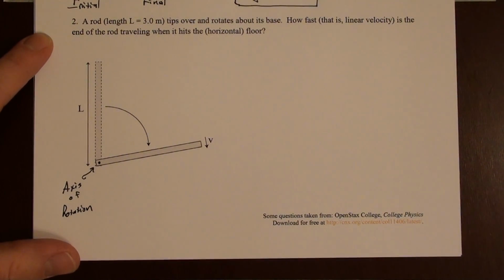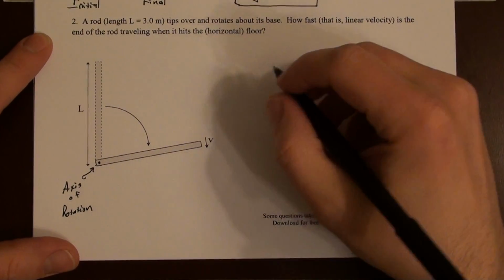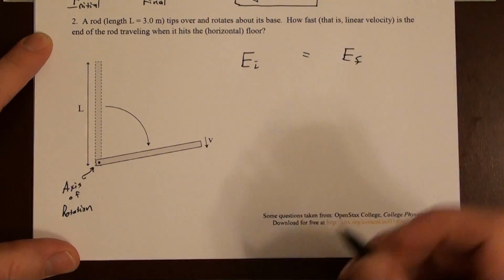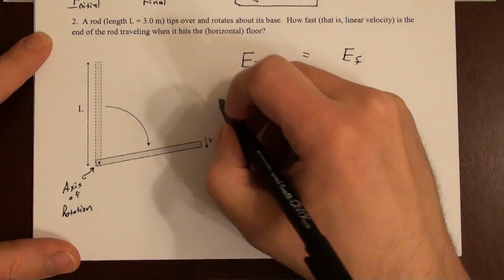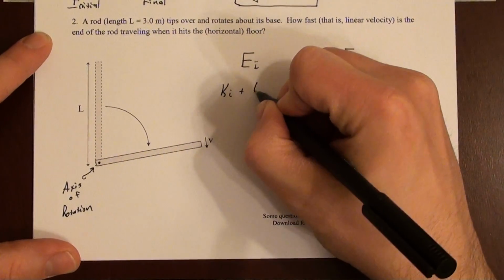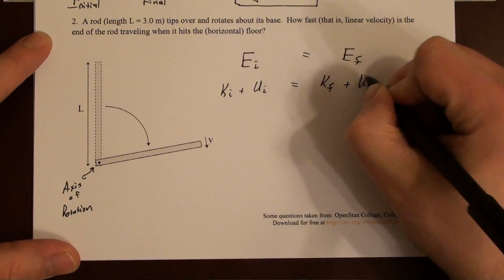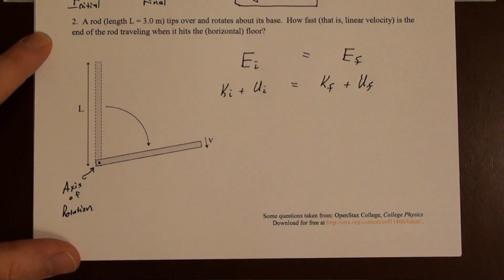Okay, so again, we can ask, is energy conserved? Well, there's no friction here. We're assuming it's not slowed down by the air because it's not going to go fast enough. So the only force is gravity. So as long as we include gravitational potential, there are no external forces. So we can write E initial equals E final. Okay, so that means kinetic initial plus U initial equals kinetic final plus U final. Okay, so we can cross a couple of these off.